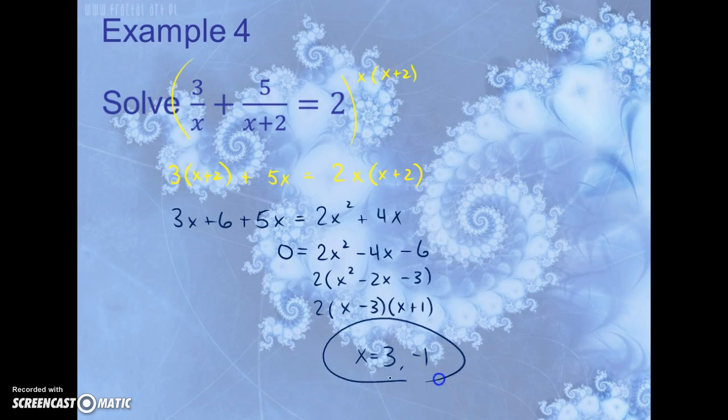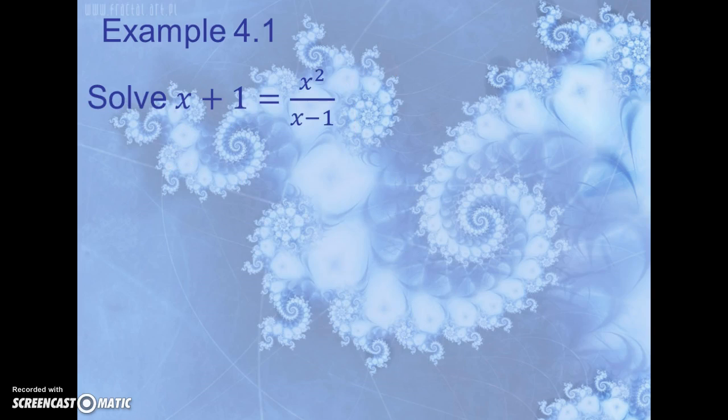One extra complication, because this did originate as a rational expression. Remember, I don't want any x value that's going to make the bottom 0. If it makes the bottom 0, it's no good. Alright, so this is basically the same thing. I want to multiply everybody by x minus 1. x plus 1, x minus 1 is going to be a difference of squares.